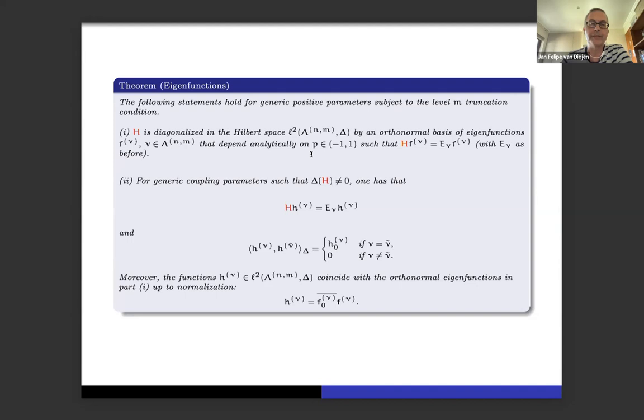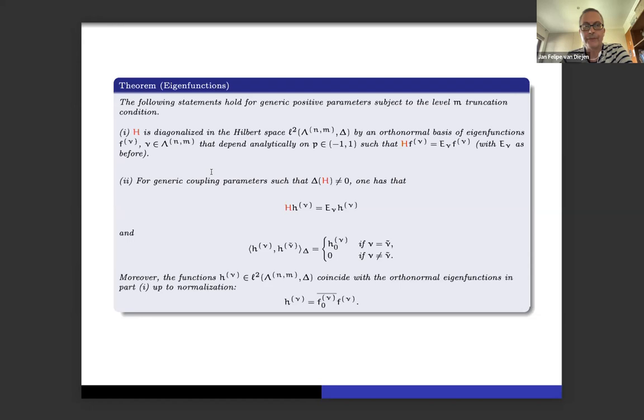So I have an orthonormal basis of eigenfunctions satisfying this eigenvalue equation, and everything is analytic in p. So that's basically just the spectral theorem for self-adjoint operators in finite dimension, using also Kato, who says that everything is analytic.